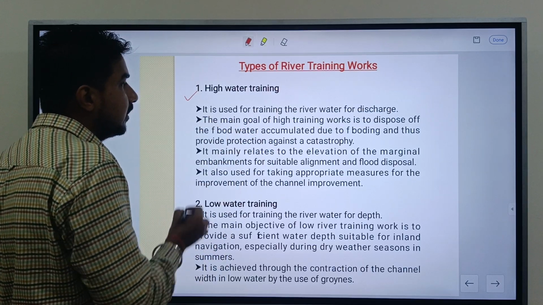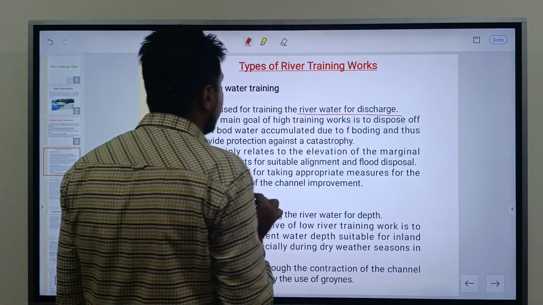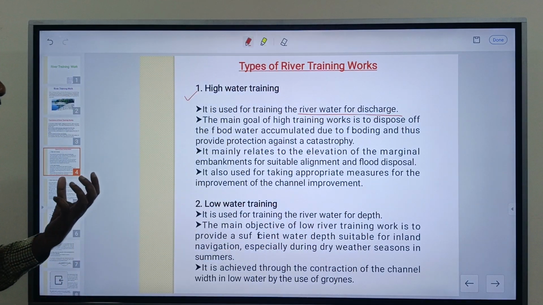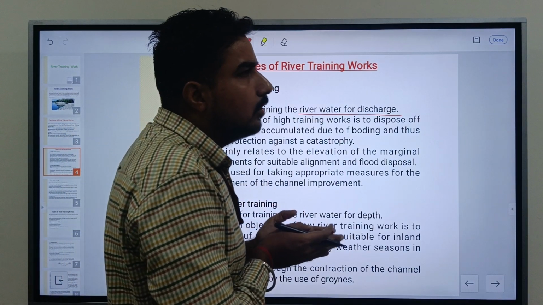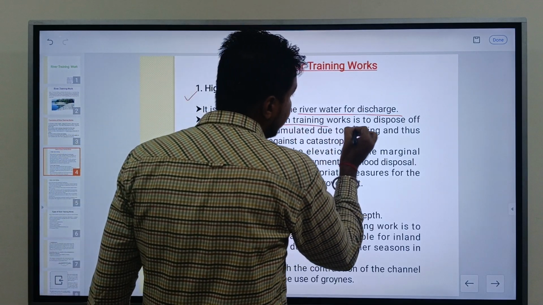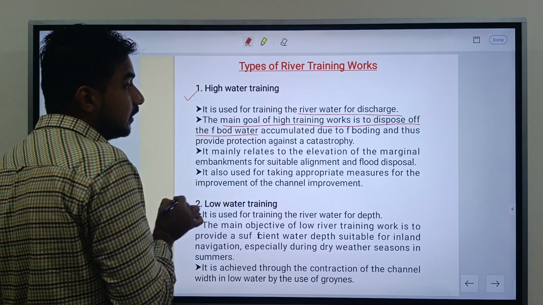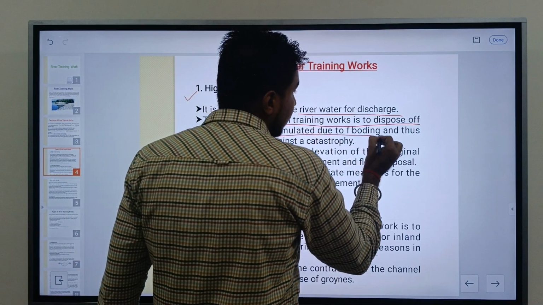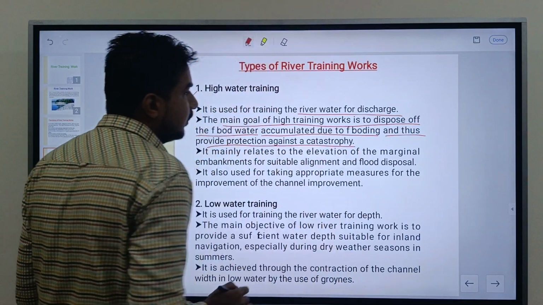What is high water river training work? It is used for training the river water for discharge. Means that it is useful for the training of river discharge. It is very helpful to control or regulate the discharge. The main goal of high water river training work is to dispose of the flood water accumulated due to flooding and thus provide protection against the catastrophe.